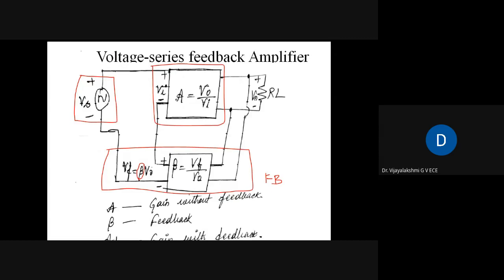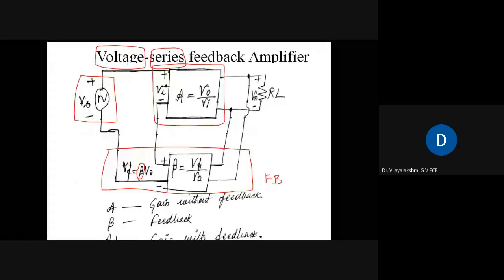So I already told you previously what is the meaning of the first element in this and what is the meaning of the second element. Voltage series means we are taking the output voltage for feeding to the input. So you can see here, I am taking the output voltage. By using these two lines, this indicates that I'm taking the output voltage. Whenever we take the output voltage, we have to take it parallelly. How do you measure the output voltage? Parallelly, right? Okay, so output voltage is being taken.